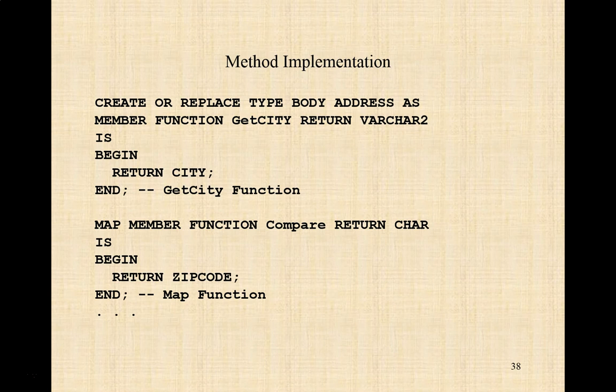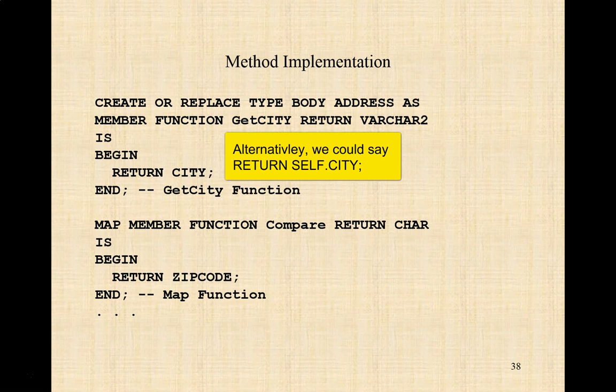Let's resume our examination of the address object type, incorporating the information we just presented. Here is the create type body statement. With the implementation of getCity, we see that we're returning city. We can simply say return city. But remember that the function, when it's invoked, will be invoked within the context of the self object. So it is also possible here to say return self.city.